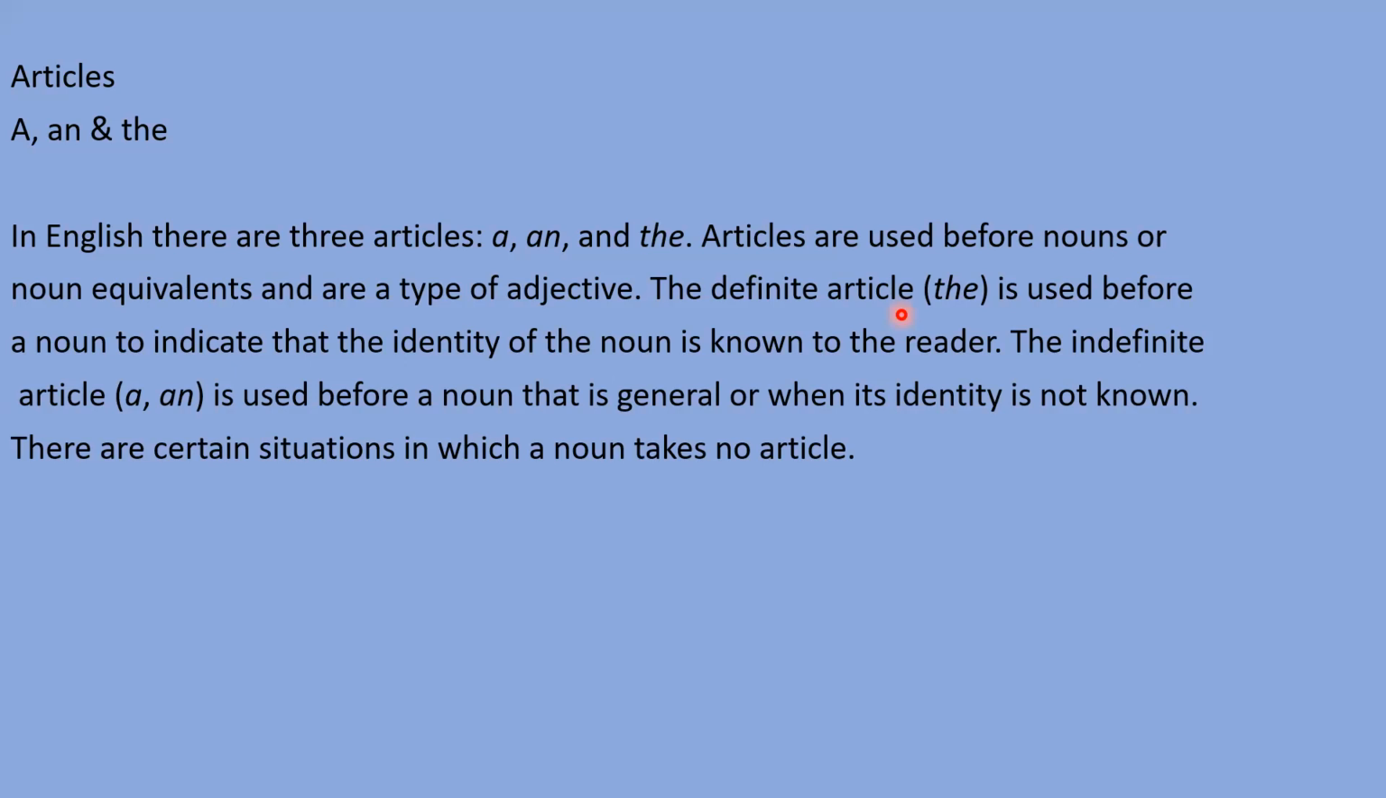When things are clear to the reader and writer, those things are definite. When things are not clear to the reader, those things are indefinite, right? "The" is the definite article. For definite things we should use "the", and for indefinite things we should use "a" or "an", right? Let's understand some more points regarding this.